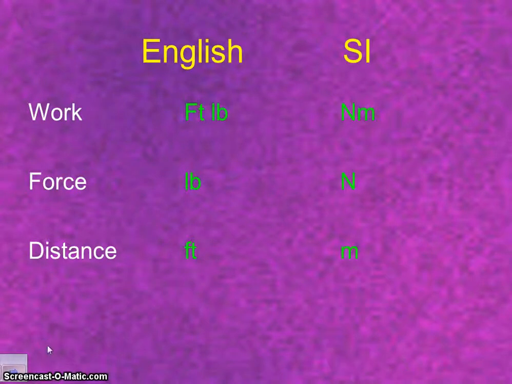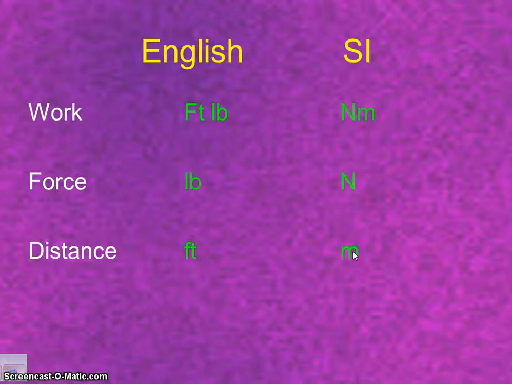Okay, let's look at units. You're going to see that they're rather similar. In the English system, work is going to be foot-pounds. And how do we get that? Well, it's force times distance, so it's going to be pounds times feet. And to differentiate here, they like to say foot-pounds. Okay. And for the SI, it's newton-meters. Your forces are measured in newtons, and your distance is measured in meters.